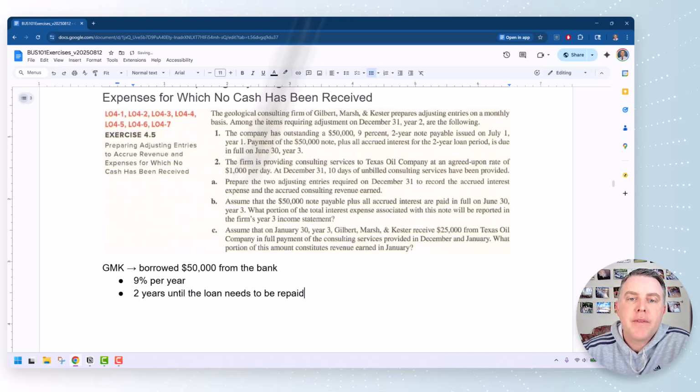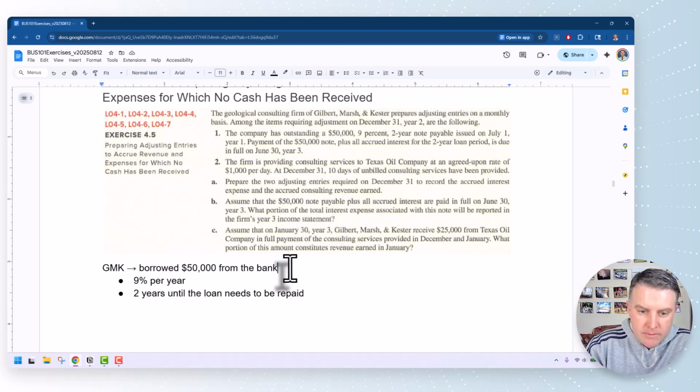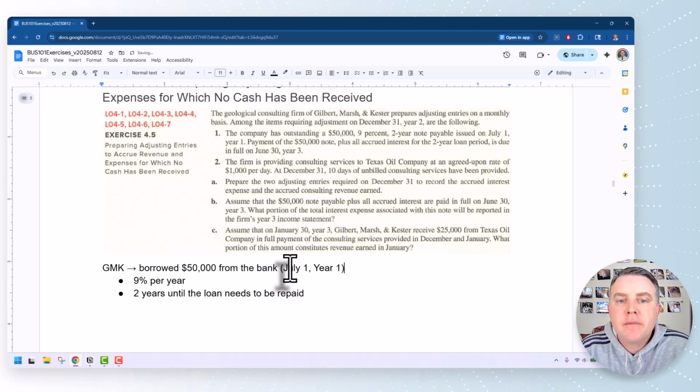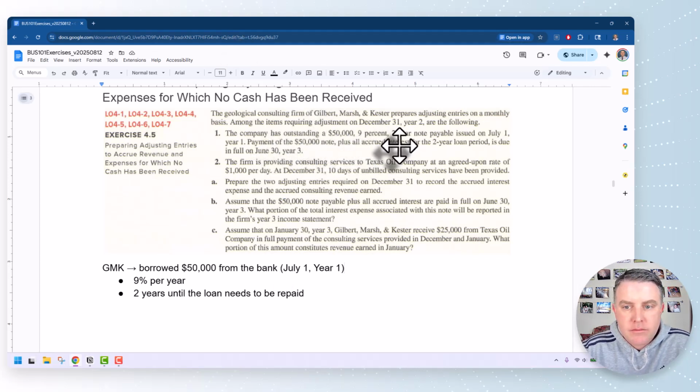All right. So the company has outstanding a $50,000 9% 2-year note payable. It was issued on July 1st, year 1. Okay. Payment of the $50,000 note plus all of the accrued interest.